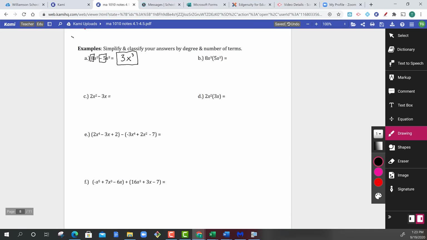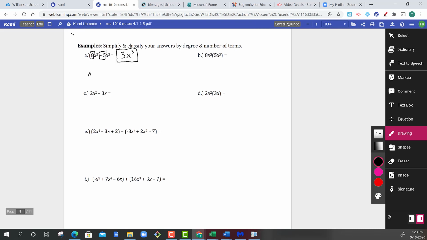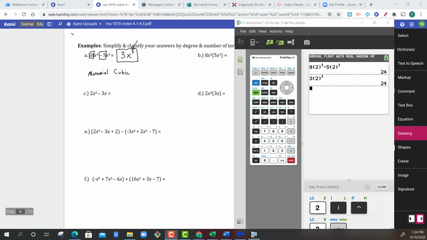That is a single term, so it is a monomial. The biggest exponent is 3, so a degree 3 is a cubic. So it's a cubic monomial. And as always, I want to show you, you can check this answer in your calculator. So I took a small number like 2 and substituted it in for x in the original problem. And then I substituted 2 in for the final answer, and you should get the same thing because we aren't really solving anything. We are just simplifying these problems.